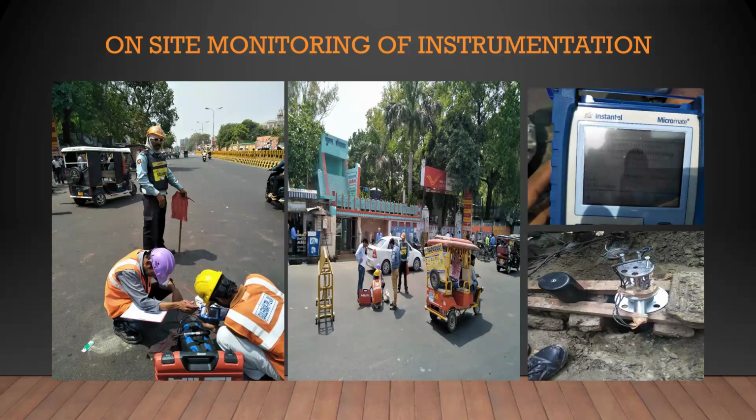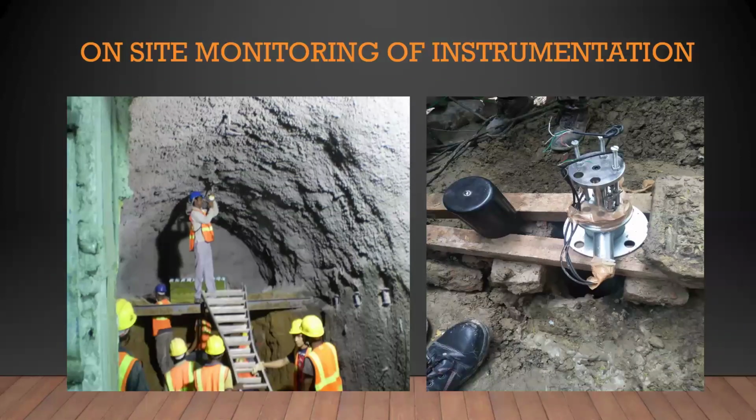This picture is showing on-site monitoring of instrumentation. Here in picture number one and picture number two, the technicians are measuring vibrations with vibrometers during vehicle movement. In the last picture, you can see the MPBX, which has been installed between the cross passages. In the left side picture, you can see the 3D targets to know the deviations or settlements.